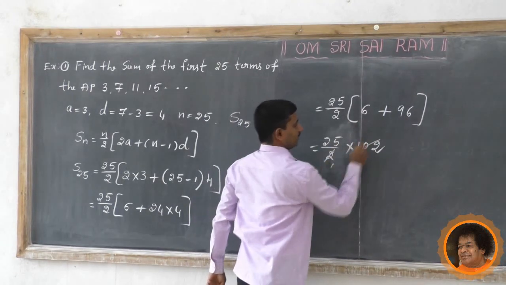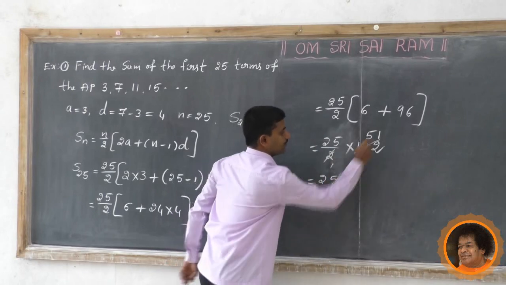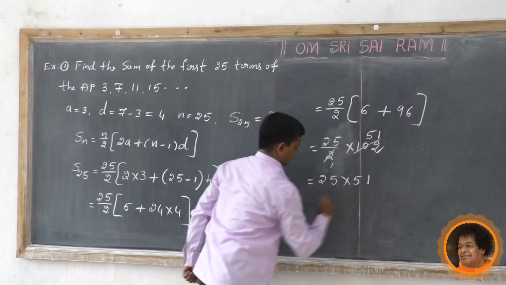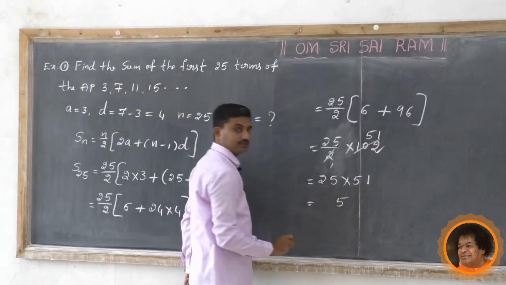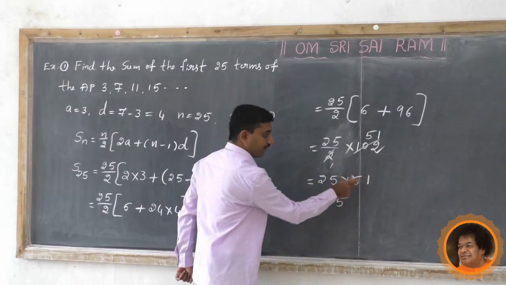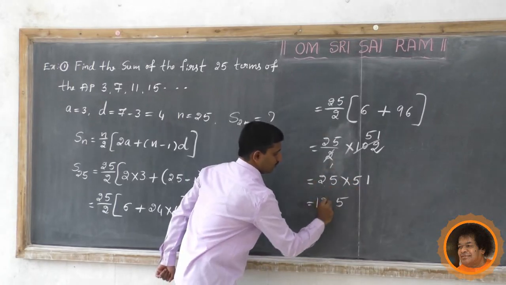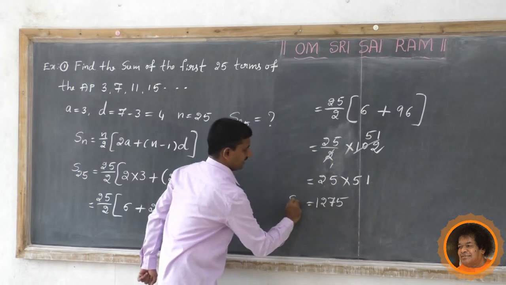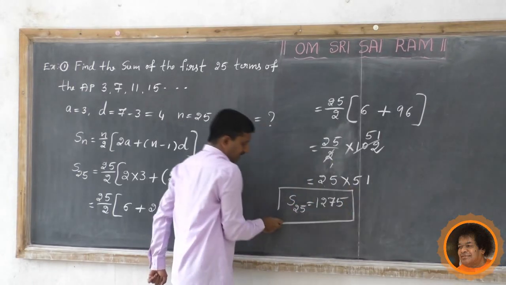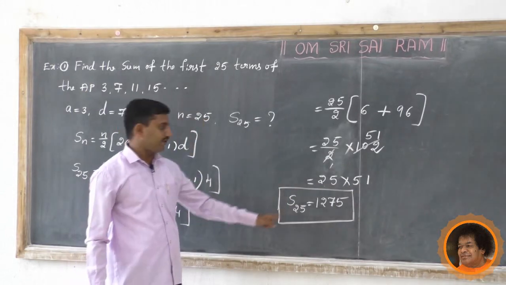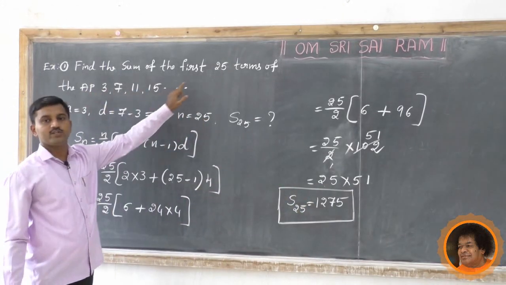2 ones are 2, 2 fives are 10, 2 ones are 2, so 25 into 51. Now multiply. 25 ones are 25, 2 remaining. 25 fives are 125. 125 plus 2 is 127. So that is S25. This is the sum of the first 25 terms of the given AP 3, 7, 11, 15, and so on.